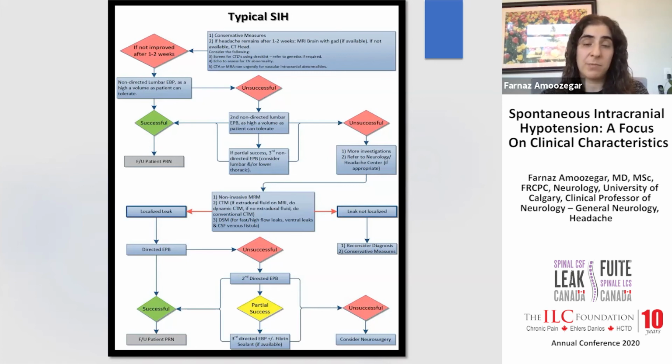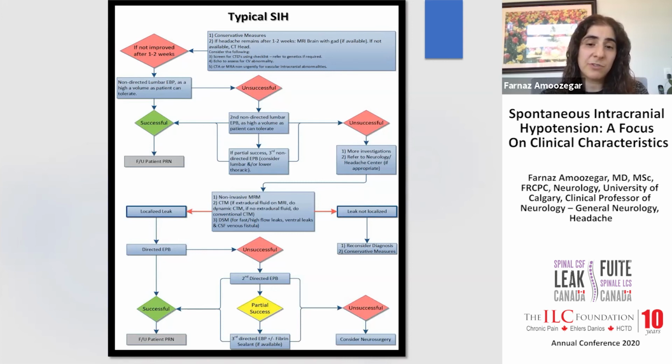Then patients might be able to go on to have localized blood patching, etc. But if that's not the case, then we would recommend going on to a CT myelogram, because there is radiation involved and it is an invasive type of test. A spinal injection is required for that. Depending on whether extradural fluid is seen on the MRI, one can determine whether it should be a dynamic CT myelogram or a conventional CT myelogram. Dynamic means that the patient is being injected in the scanner and the scan is being watched as that's happening, so it's essentially live.